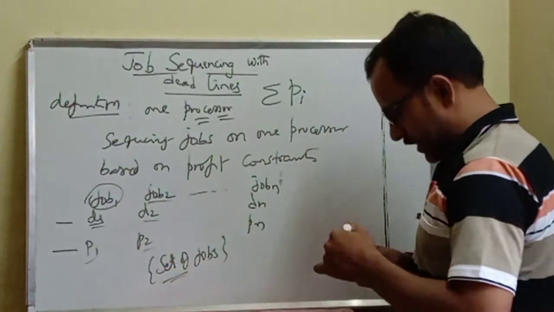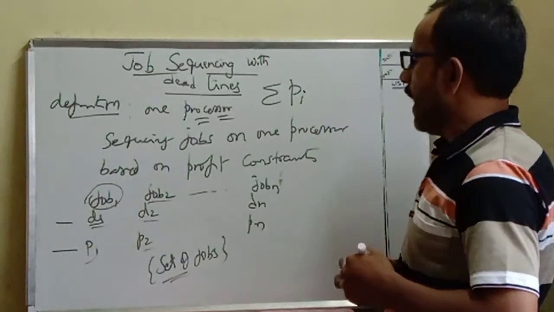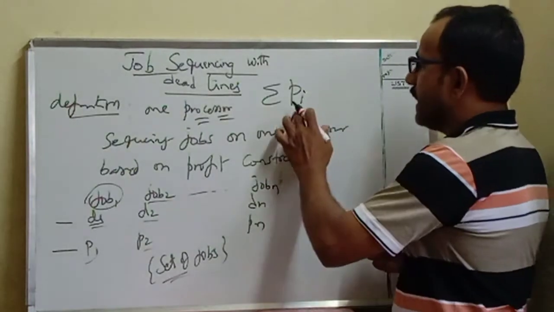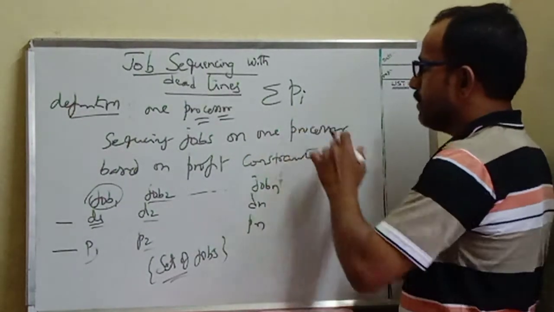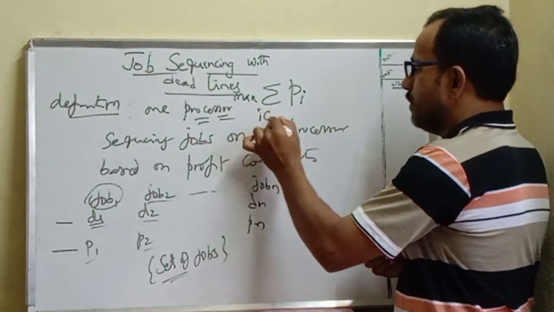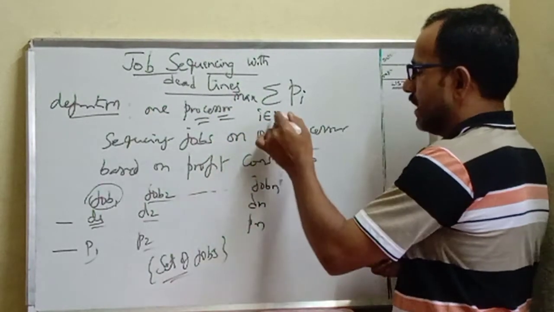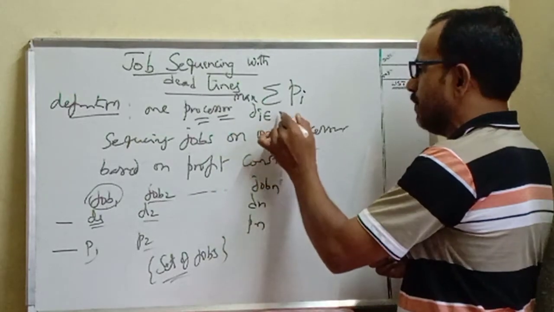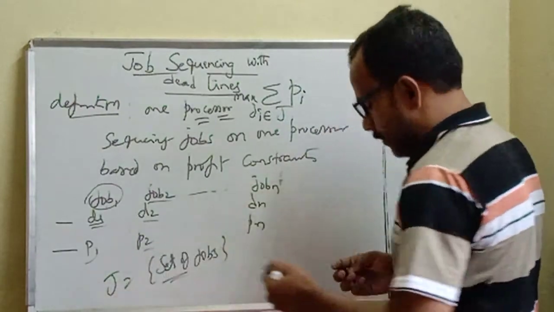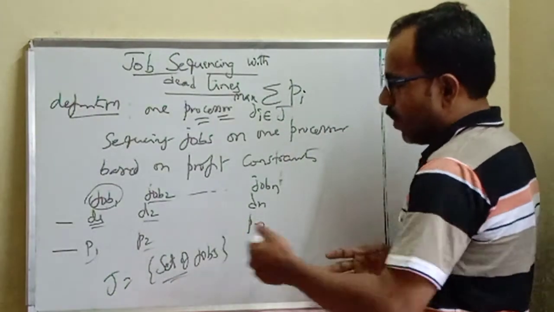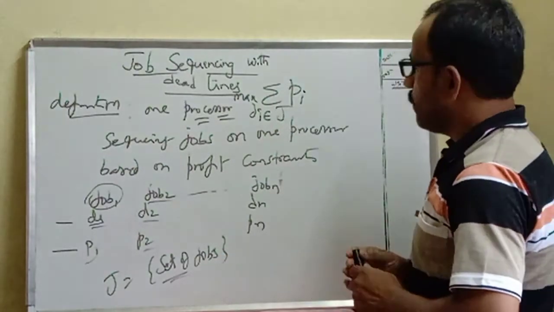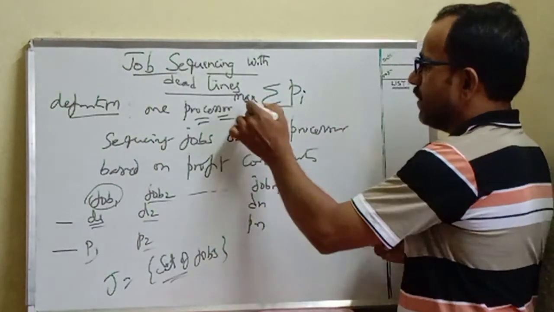If you execute this set of jobs in sequence, we get the maximum profit, because each job is associated with its own profit. So the target is summation of Pi, and this must be maximum. Maximize summation of Pi, where i belongs to the job set J. Here our ultimate target is constructing a subset of the jobs J. Whatever jobs you include, after executing all of them by using the processor, you must get the maximum profit.